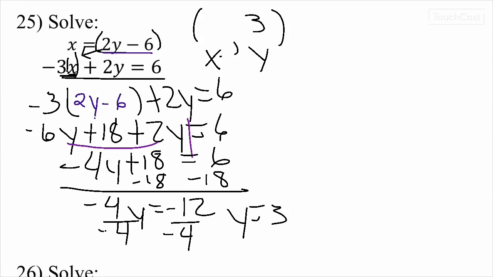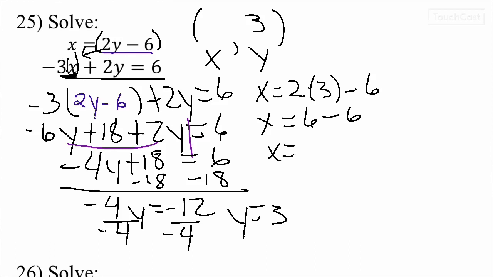So the way we find x is that we substitute it back into either one equation. So I like the top equation. So x, dang it. So x equals 2 times, and then the y becomes a 3, and then minus the 6. So 6 minus 6 is 0, and that is what x equals, and that's my answer.